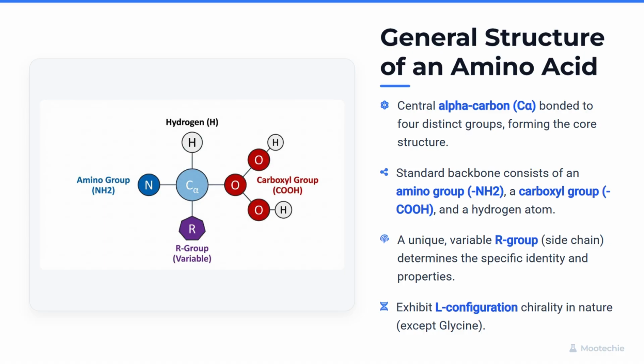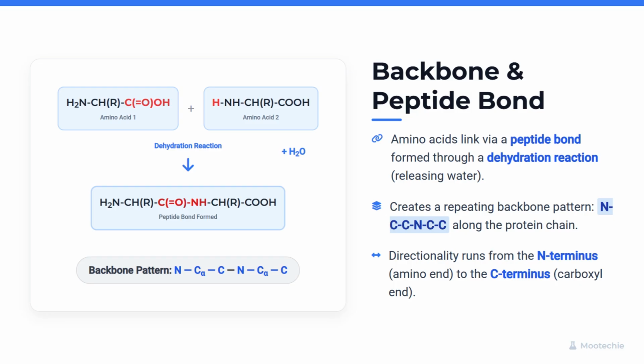Next, we explore the backbone and the peptide bond. Amino acids link together via a peptide bond, which is formed through a dehydration reaction, releasing a molecule of water in the process. This creates a repeating backbone pattern along the protein chain. N, C, C, N, C, C. This chain has a specific directionality, running from the N terminus, which is the amino end, to the C terminus, the carboxyl end.